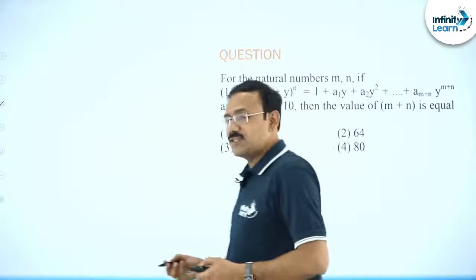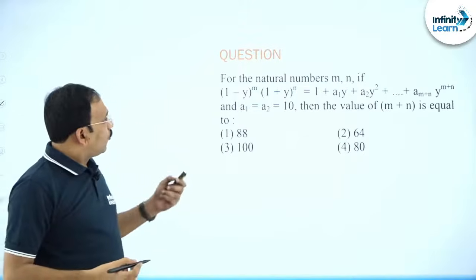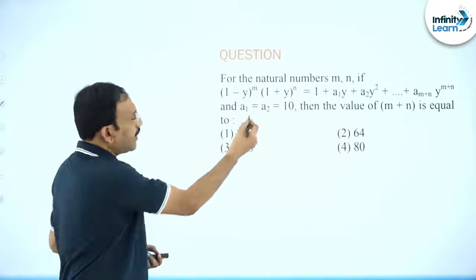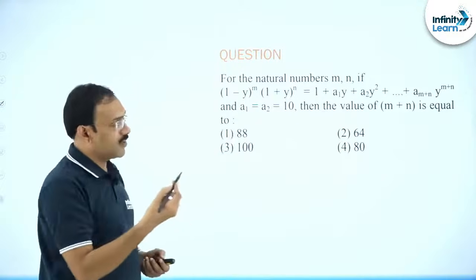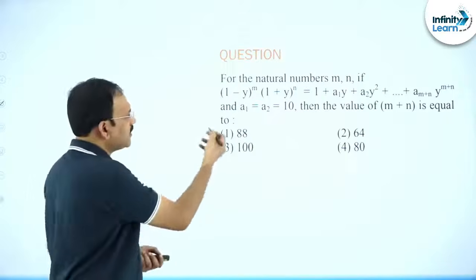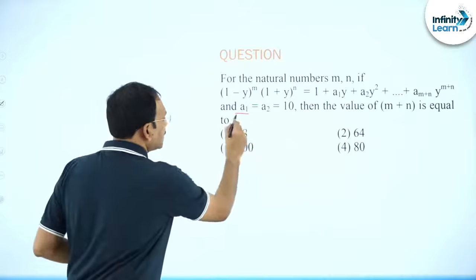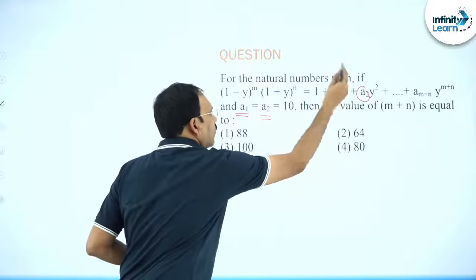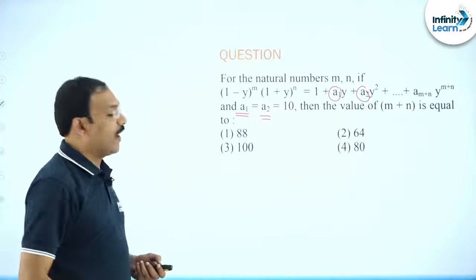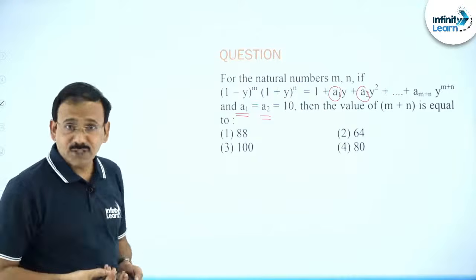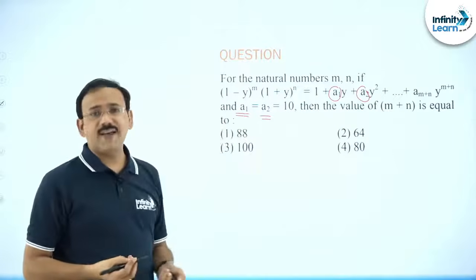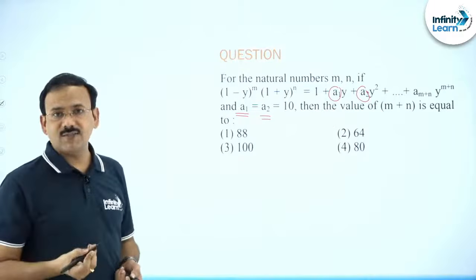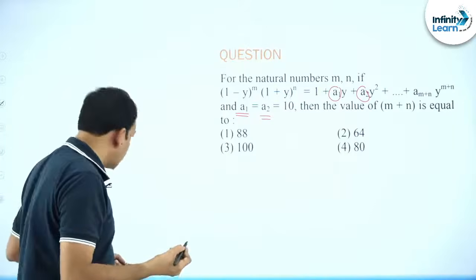The first one, this is the question given. For natural numbers m, n, the product of (1 minus y) power m and (1 plus y) power n is expanded. Given a1 is 10 and a2 is 10, which are nothing but the y coefficient and the y square coefficient. Now find the value of m plus n. This is very simple, you need to expand. That too you are left with only a1 and a2, the coefficients of y and y square. You just apply the binomial theorem, a simple application.